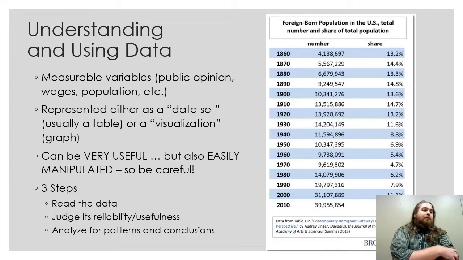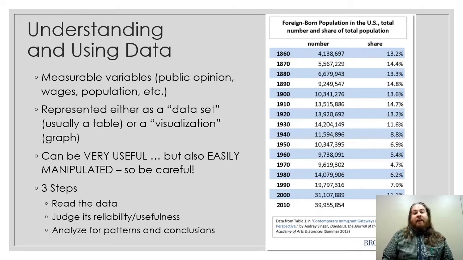So moving on from maps, I just want to talk a little bit about this idea of data and data literacy. When we talk about using data, data can be numbers, but it doesn't have to be. Data is any measurable variable. Like public opinion, how popular is Mr. Moeller versus Ms. Schulte? You could look at wages. How much do people actually make? What percentage of the population are immigrants? You can see on the table on the right. And so we represent these measurable variables either as a data set, which you see on the right, a table that just has all the numbers, or a visualization, aka a graph.